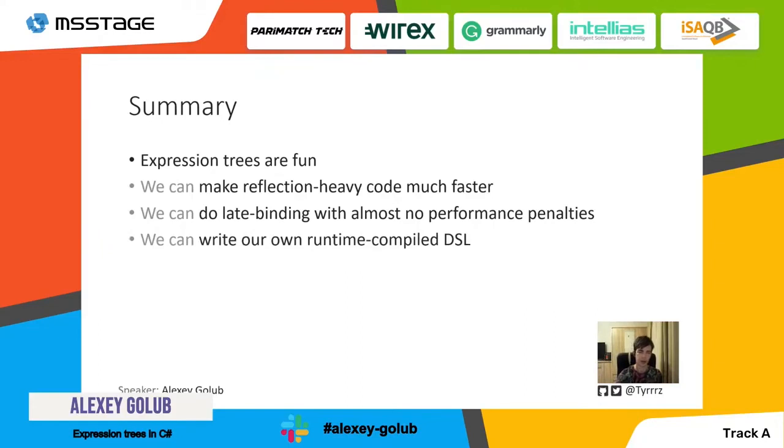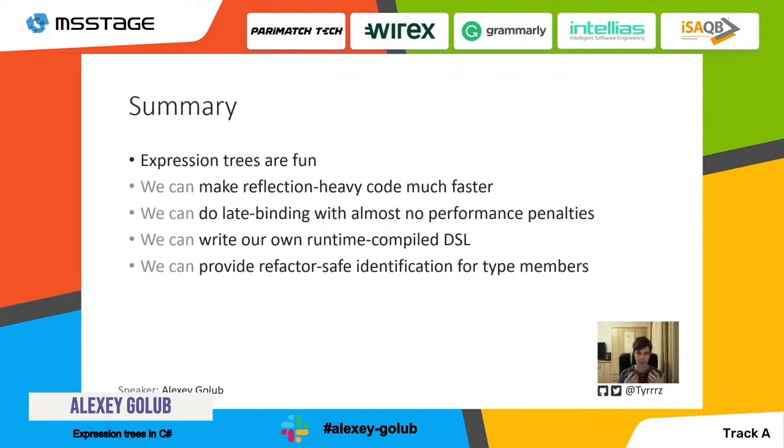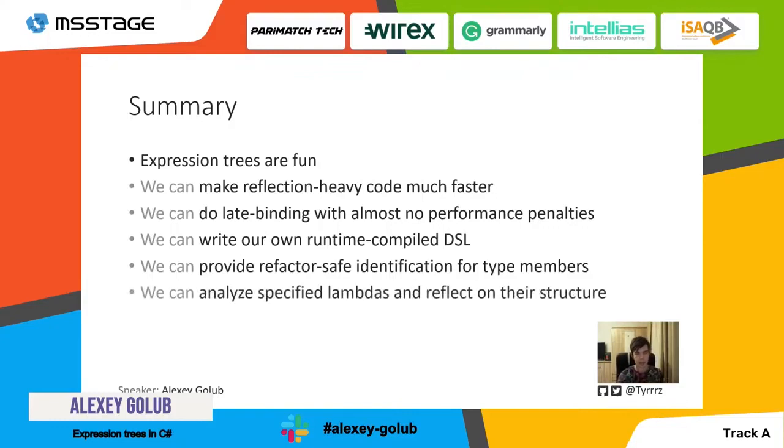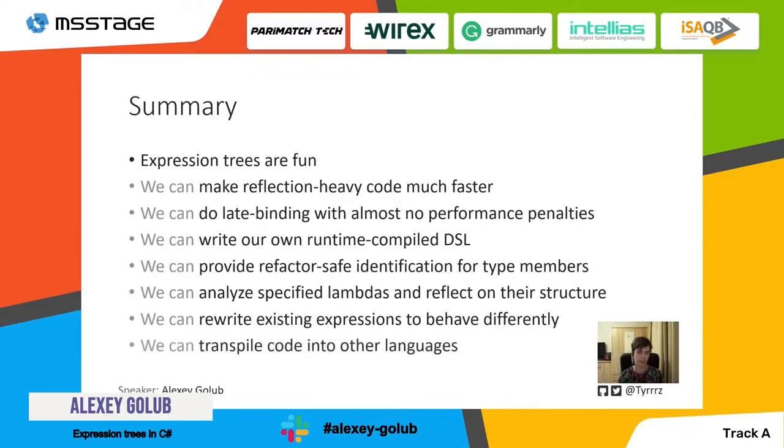We can also use that to write our own runtime compiled DSL that is fast and also, as you've seen, a lot easier to do than to do manually. We can also provide refactor-safe identification for type members, so we use the statically typed system that C# has to do some meta-programming. And we can analyze specified lambda expressions and reflect on their structure, and even rewrite them to express something completely differently. And even beyond that, we can actually transpile it to other languages. So this is, for example, how Entity Framework works when it transpiles stuff to SQL.